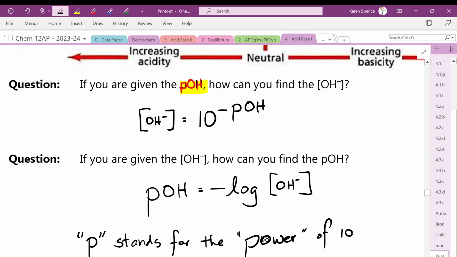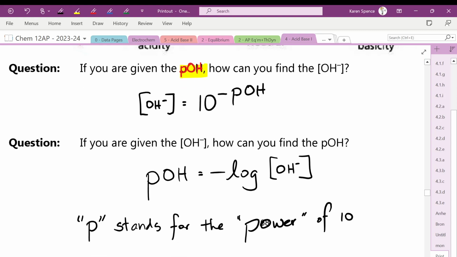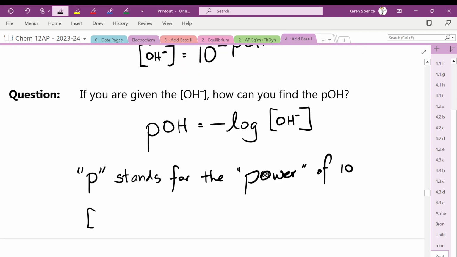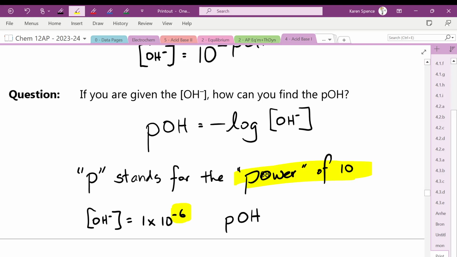Does that make sense? Because if you have a concentration of OH equal to 1 times 10 to the negative 6, then the pOH would be, you say, what's my power of 10? My power of 10 is negative 6, but I just have to make it positive. Is that good? Okay.